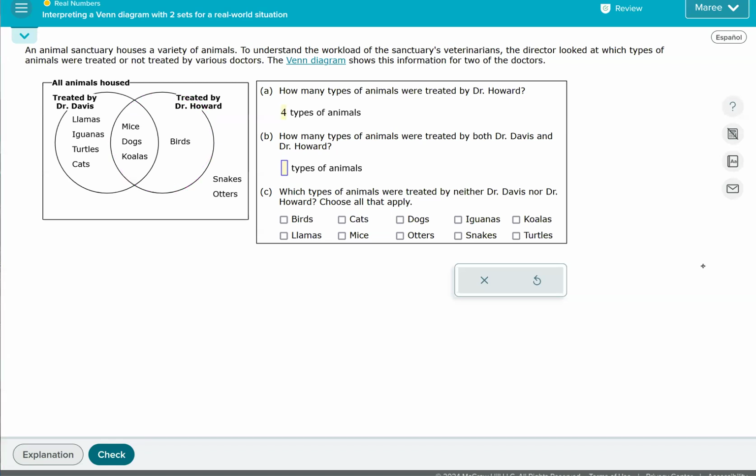The next question is, how many types of animals were treated by both of them? When you see the and statement like this, treated by both Davis and Howard, we're looking for the intersection, and there's 3 of those. And which types of animals were treated by neither of those doctors? Those are the ones that are outside the circle. So we don't want any of them that are inside the circles. So we need to include snakes and otters because those are located outside of the circles, not treated by either doctor.